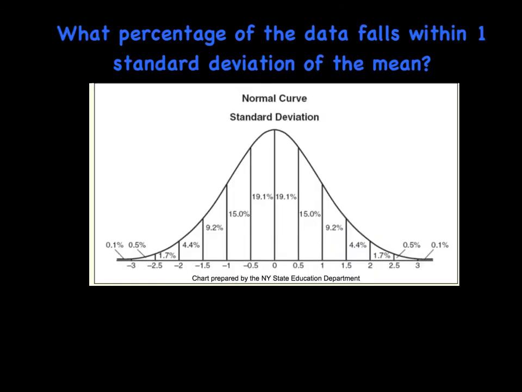Well, the first really popular question that we get a lot is they ask us what percentage of the data falls within one standard deviation of the mean. Now, the first thing I want you to do, right where you see that zero, right in the middle, I want you to always put your symbol for mean. That's the x with the bar above it.